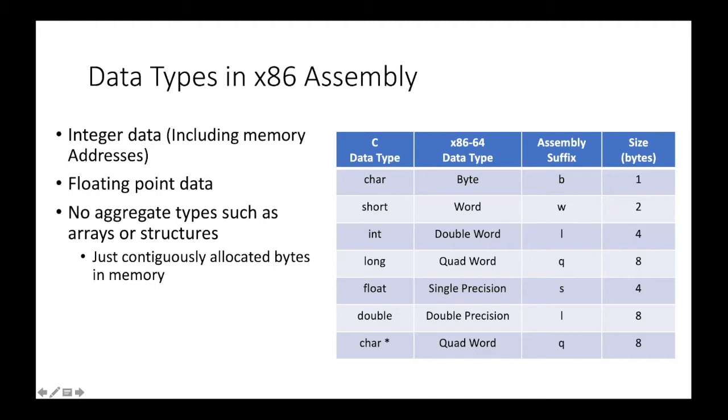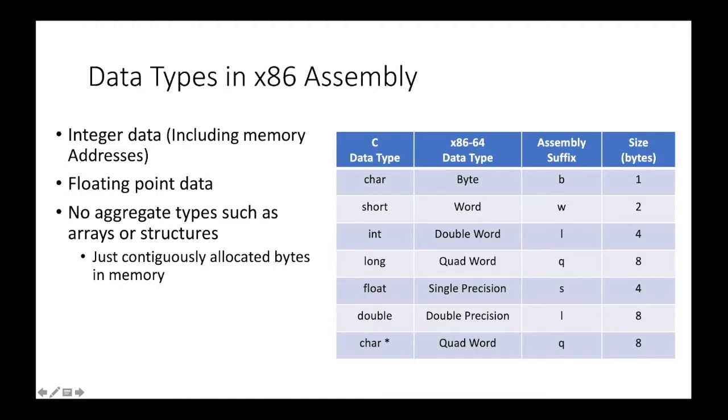4 byte int in C is called double word in x86 and we use the suffix L. 8 byte long in C is called quad word in x86 and we use suffix Q. 4 byte float in C is called a single precision in x86 and we use a suffix S. 8 byte double in C is called a double precision in x86 and we use suffix L.